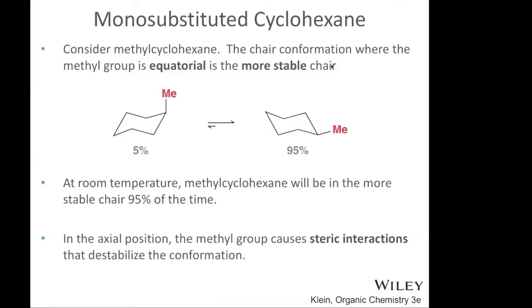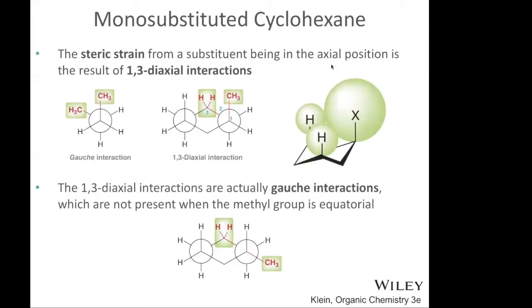I told you the big groups like to be equatorial. It turns out 95% of the molecule has the methyl group in the equatorial position versus 5%. And that's an equilibrium, so the conformation is going back and forth between these 2 conformations with 95% remaining in the equatorial position. This is what I just described. We have this 1,3 diaxial strain where the methyl group is physically hitting the hydrogens next door. It's a very similar interaction to the gauche interaction, whereas in the equatorial position, there's a lot more room out on the side. So equatorial is definitely more stable.